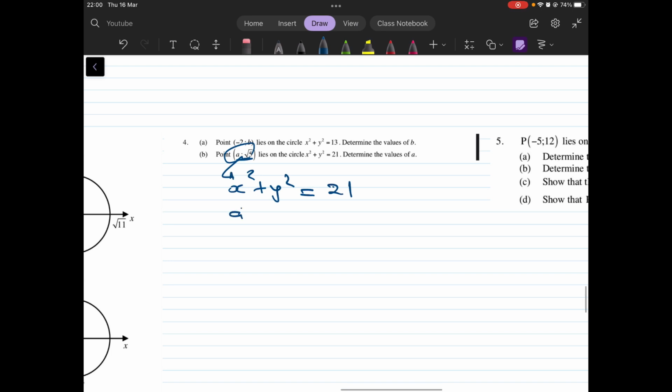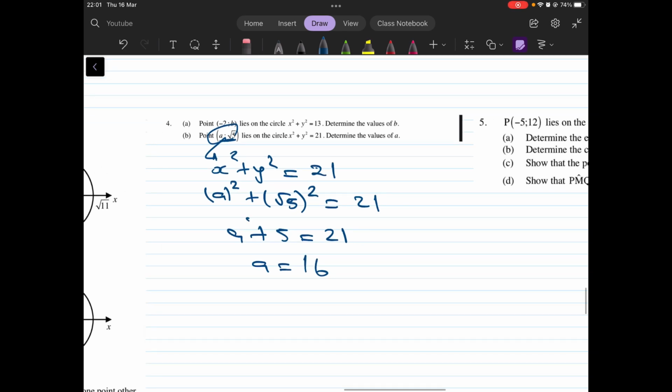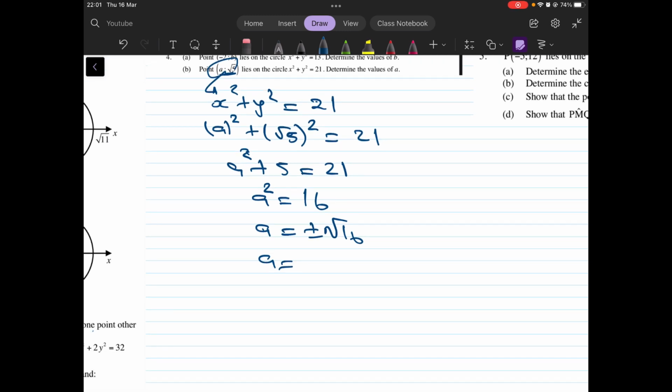So let's substitute. A is the x value, and the square root of 5 is the y value. So we're just going to do that. That means a squared plus 5 equals that. Therefore, a squared equals, what is it, 16. No, this is a squared, not a. I don't know why I just left the square. But yeah. So a equals plus or minus the square root of 16, which therefore means a equals plus or minus 4. So, yeah, a equals 4 or a equals negative 4.